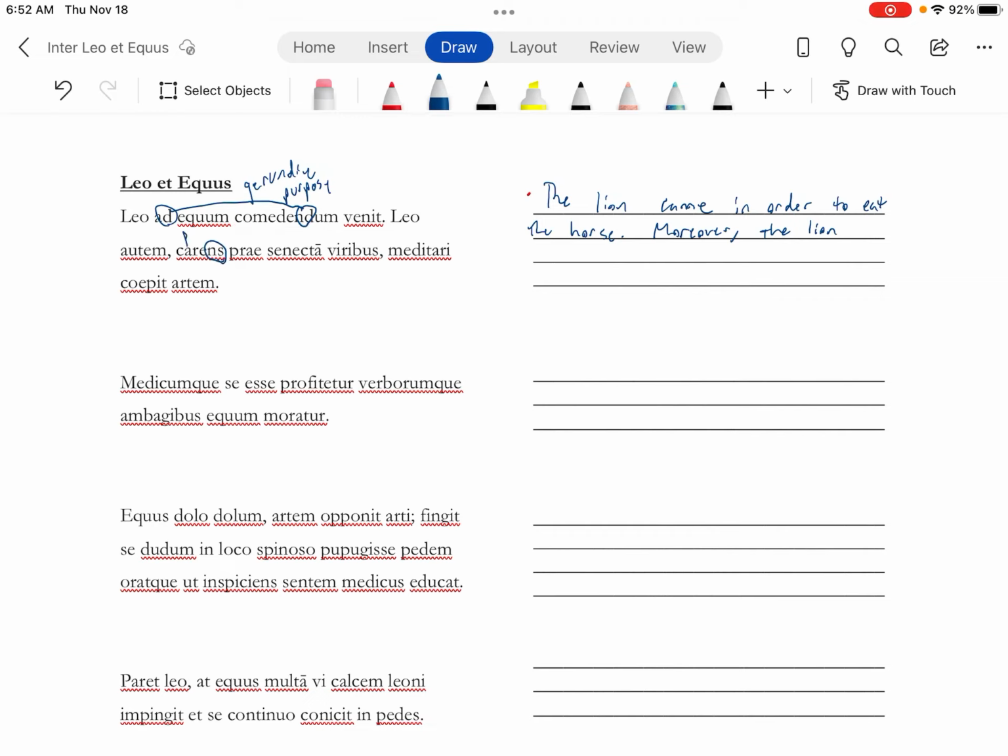Carens is a present active participle, nominative singular, so it's describing leonem. Another thing about carens is it takes the ablative, which is going to be this viribus here. Now, that's not from vir, man, that's from vis, strength. The lion, lacking strength, propter senectam, on account of his old age.